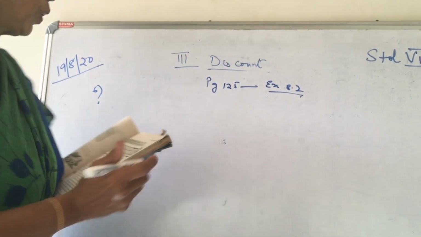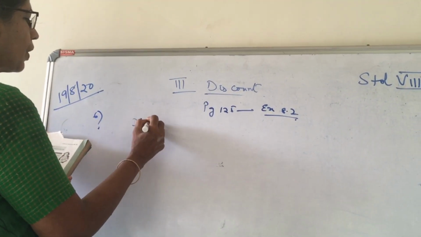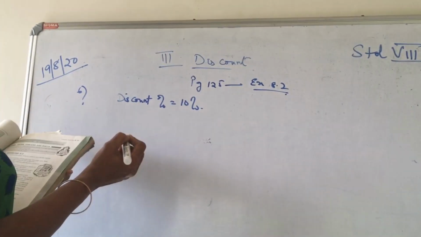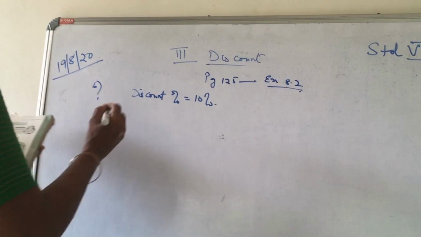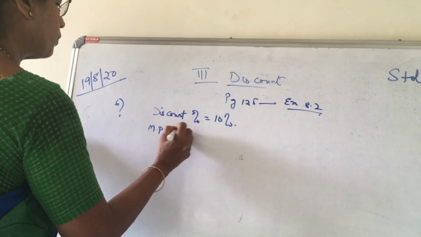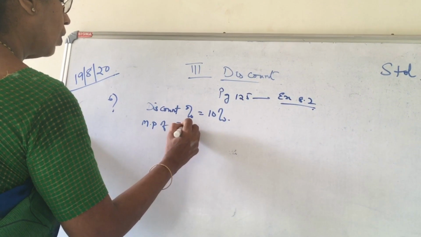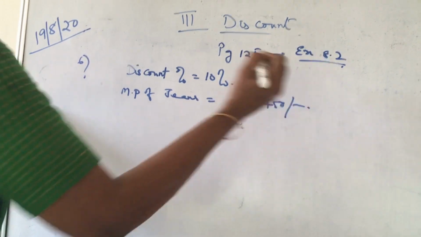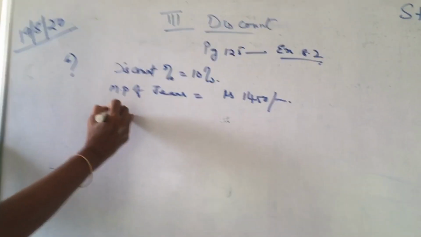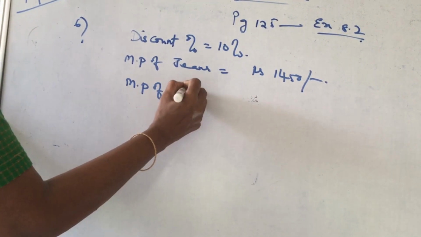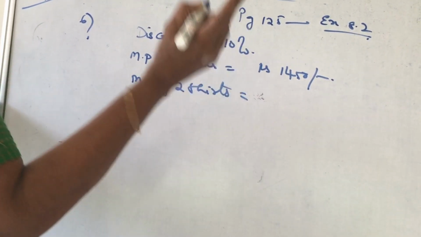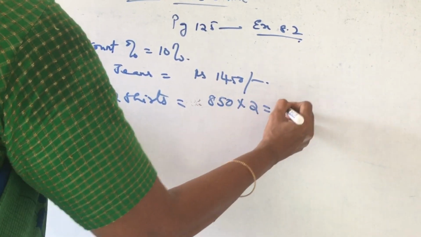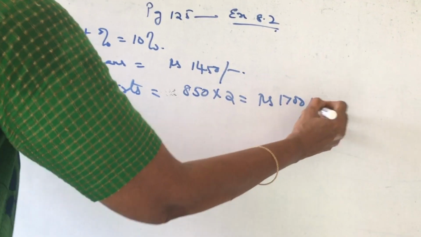A discount of 10% is given, children. On what is the discount given, girls? It is given on a pair of jeans. What is the MP of jeans? How much is the MP of jeans, children? It is rupees 1450, and two shirts. MP of two shirts. Each shirt is 850, so two shirts MP will be how much, children? 850 into 2, rupees 1700.